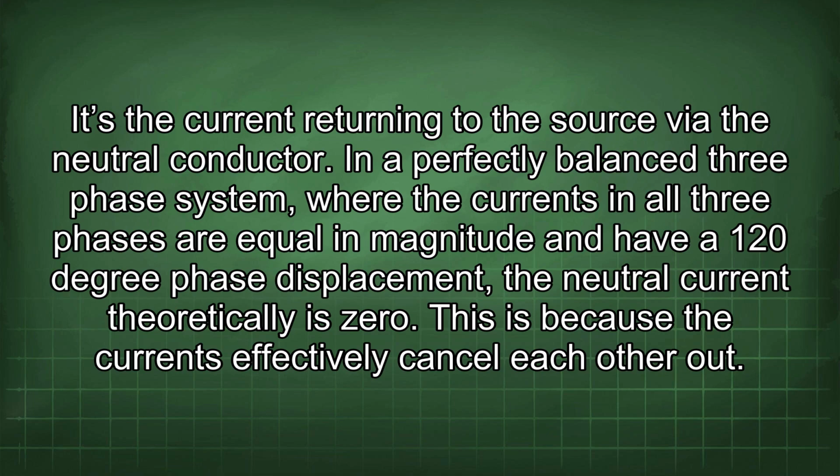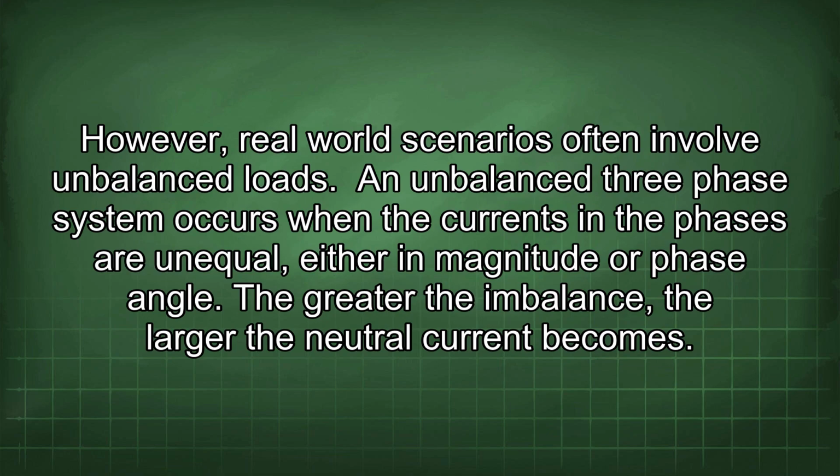In a perfectly balanced three-phase system, where the currents in all three phases are equal in magnitude and have a 120-degree phase displacement, the neutral current theoretically is zero. This is because the currents effectively cancel each other out. However, real-world scenarios often involve unbalanced loads.